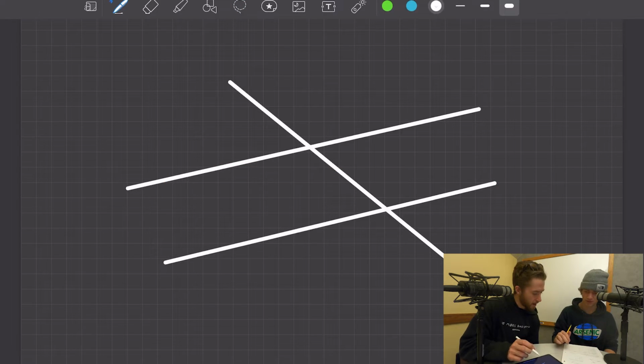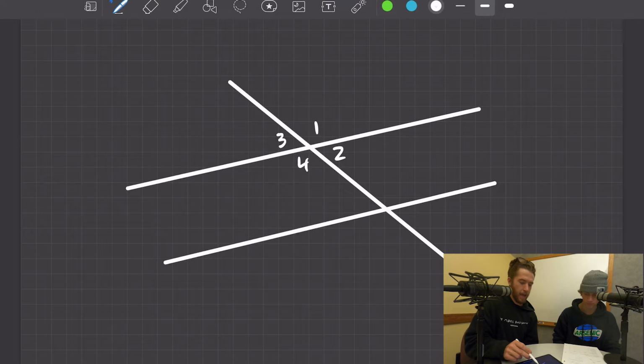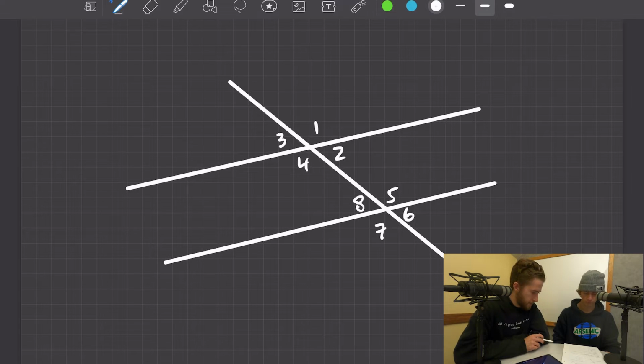All right. I'm just gonna do the numbers here really quick. So we have 1, 2, 3, and 4, which are obviously not angle measures. No, they're just labels. 6, 7, and 8. They could just as easily be A, B, C, and D. Okay, so alternate interior angles theorem.